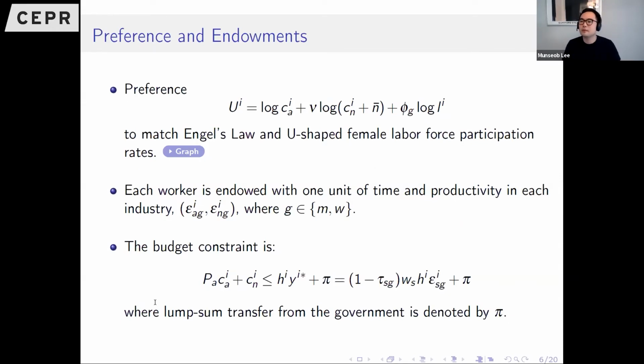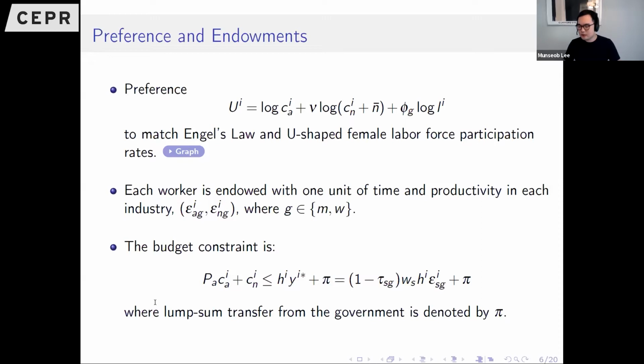So now let me tell you about the model. The first, preference. So there are two sectors. I is the individual, and CA is the agricultural good consumption and CN is the non-agricultural good consumption. And there is the leisure. So this is the non-homothetic preference, so that is going to match Engel's law. And at the same time, by introducing the preference for the leisure, which is the P, which is gender-specific, I will match the U-shaped female labor force participation.